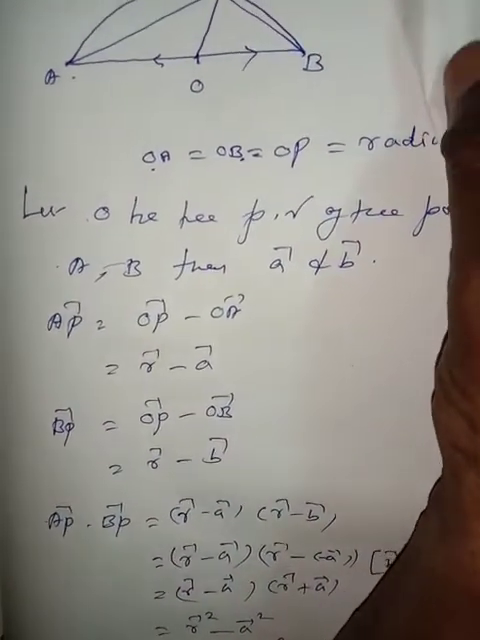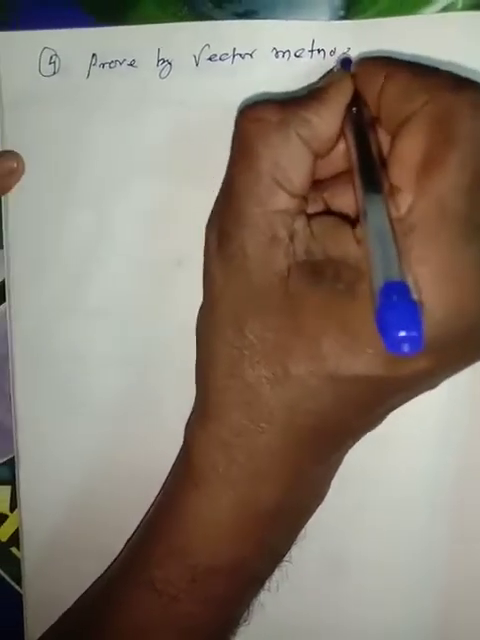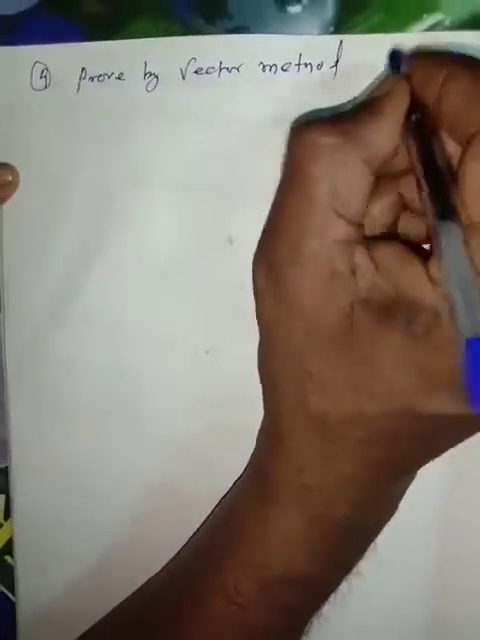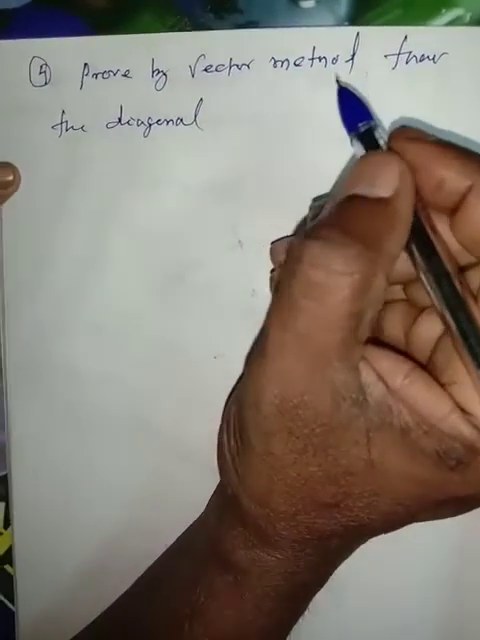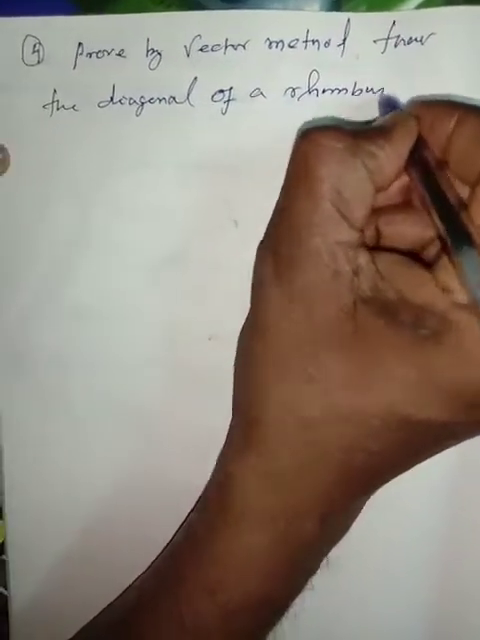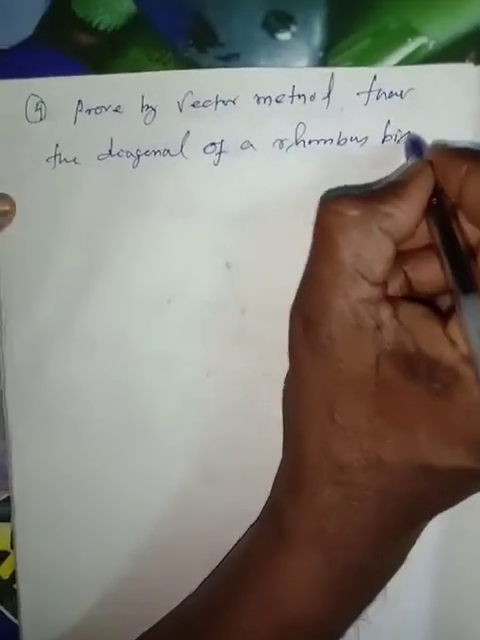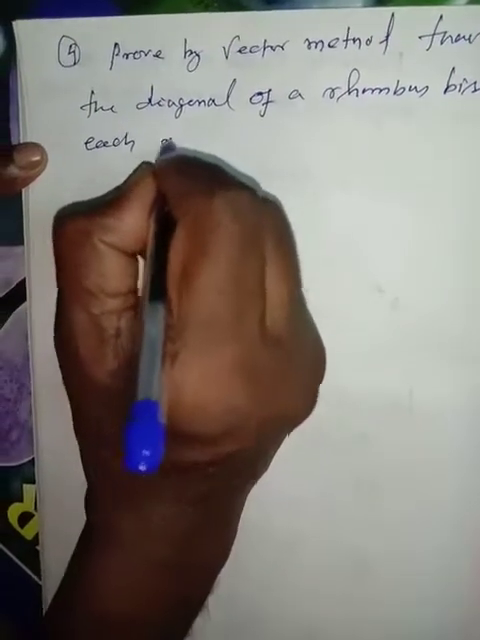Next, sum number 4. Prove by vector method that the diagonals of a rhombus bisect each other at a right angle.